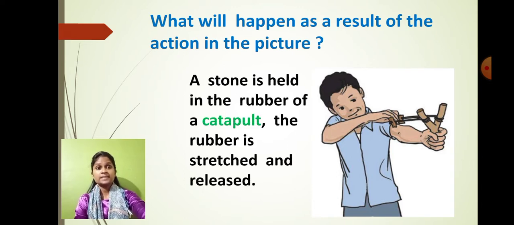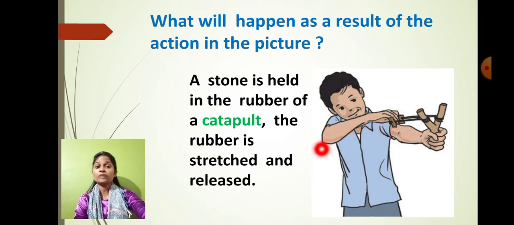Here in this case, a stone is held in the rubber of the catapult. You can see that the rubber is stretched and it is released. So what is this boy doing? A boy is stretching the rubber band of the catapult and he is trying to release it. And what is there in the catapult? A stone is there. Now can you tell me what will happen as a result of this action? The stone which is present in it will go in the forward direction. Who will go in the forward direction?